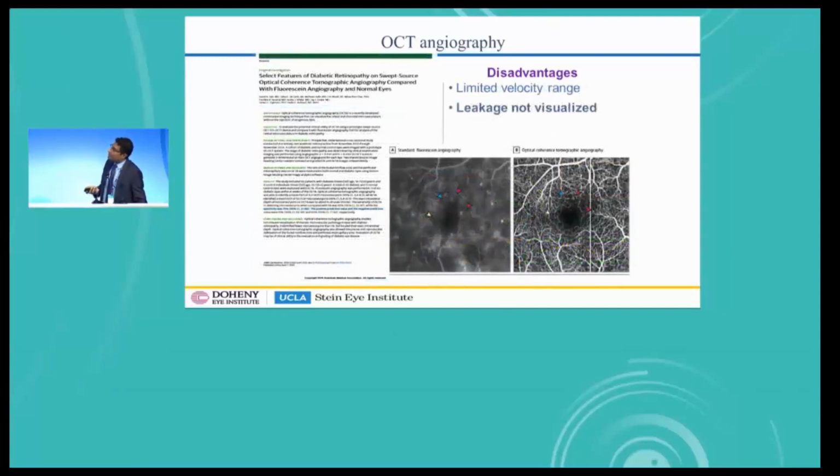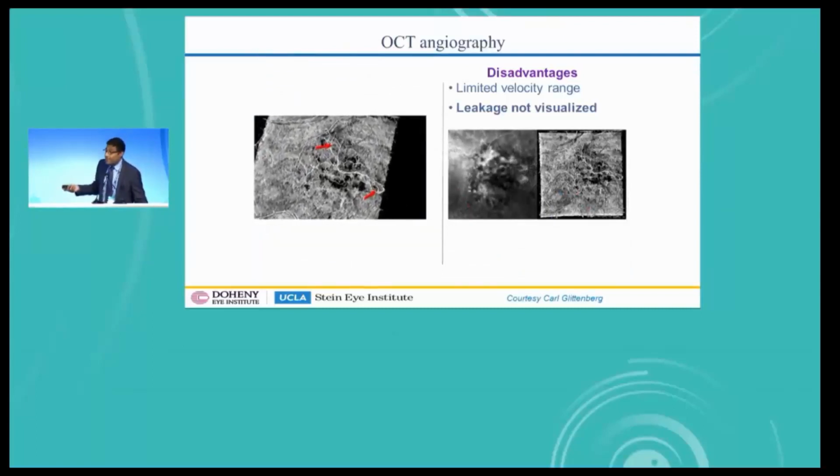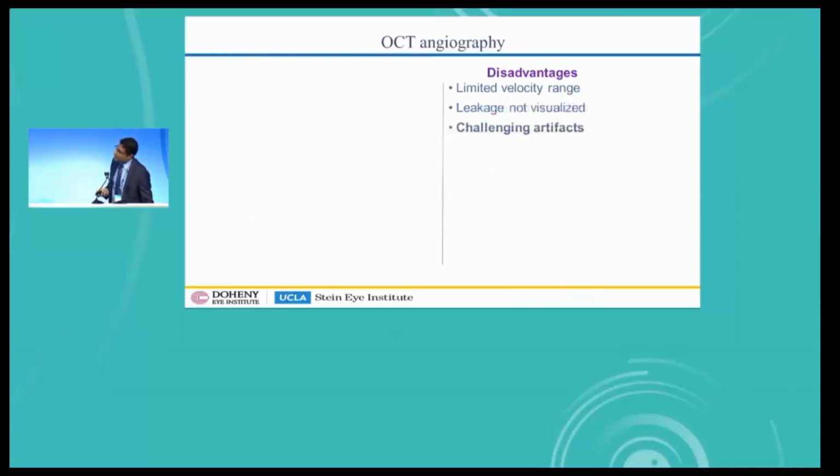Michael also pointed out how we don't visualize leakage. Again, you can see this nice illustration from Nadia's paper where you can see the leakage in this diabetic patient. You don't see that in OCT angiography. Similarly with choroidal vascular lesions, the same thing. We can see the vascular architecture. We can't tell if it's leaking or not.